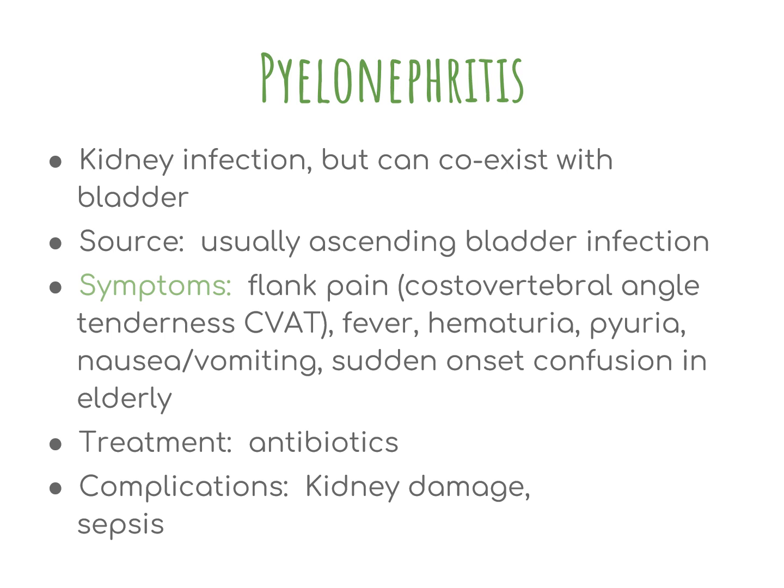Pyelonephritis. 90% of the cause of this is due to E. coli bacteria. This is a kidney infection, but it can coexist with the bladder. The source is usually an ascending bladder infection. Symptoms are flank pain, fever, hematuria, pyuria, nausea, vomiting, as well as sudden onset confusion in elderly. Treatment is antibiotics, and complications include kidney damage as well as sepsis.